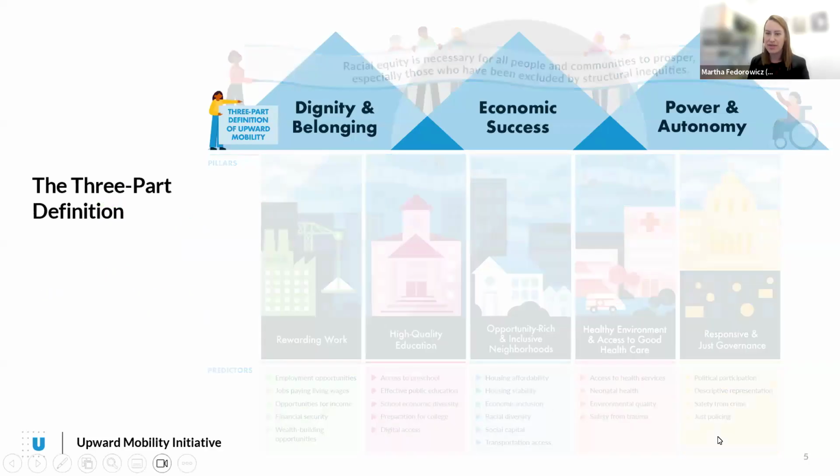The framework starts with a three-part definition of mobility from poverty that was developed by the U.S. Partnership on Mobility from Poverty. What the partnership found is that economic success, or having a good income and having wealth, alone is not enough to really move out of poverty. In order to move out of poverty and stay out of poverty, people also need to feel that they have power and autonomy in their lives, which is the ability to make choices and influence actions that affect your future, and also feel that they're valued in their community and can contribute to it. And so this broader conception of mobility, which we refer to as the three-part definition, is what drives our work.